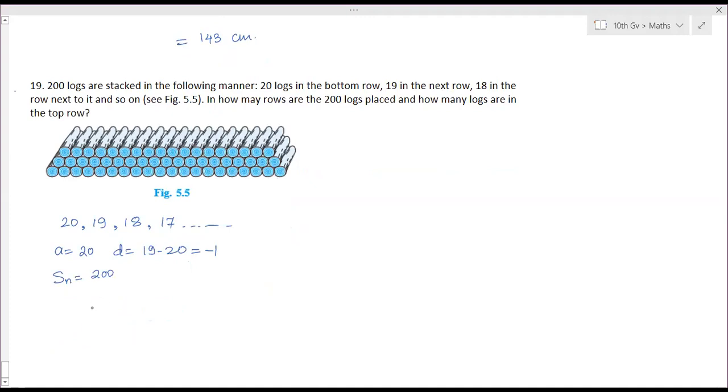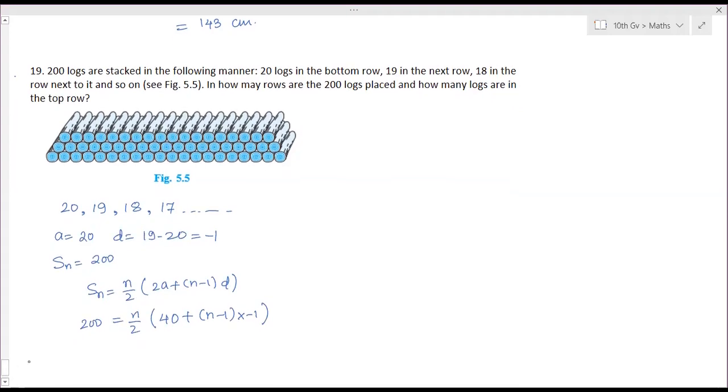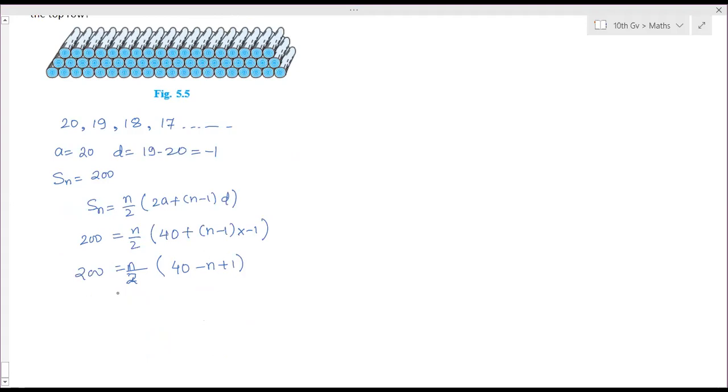Then find out the n value. Sn is n by 2 into 2a plus n minus 1 into d. Sn is 200. n by 2, 2 into 20, that is 40, plus n minus 1 into minus 1. So that is n by 2 into 40 minus n plus 1 is equal to 200. The 2 will transfer to the other side. It is 400 equals n into 41 minus n. 41n minus n square is equal to 400. So n square minus 41n plus 400 is equal to 0.